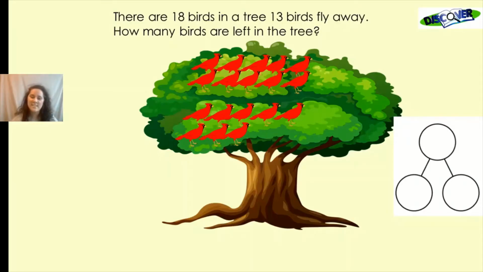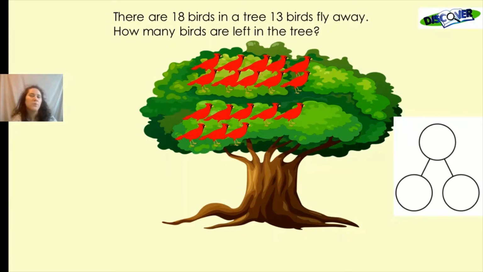Okay, let's discover today's learning. We'll start by reading our question. There are 18 birds in a tree. 13 birds fly away. How many birds are left in the tree? So, let's start by turning this into a number sentence. If birds are flying away, what do we think we're going to be doing? Are we going to be adding or taking away? That's right, we're going to be taking away.